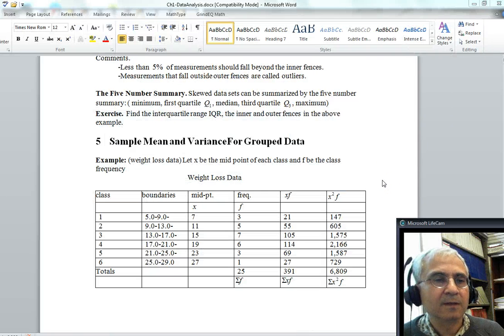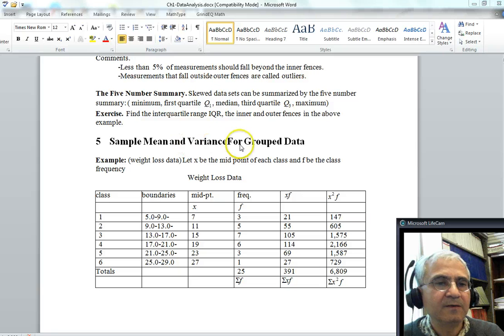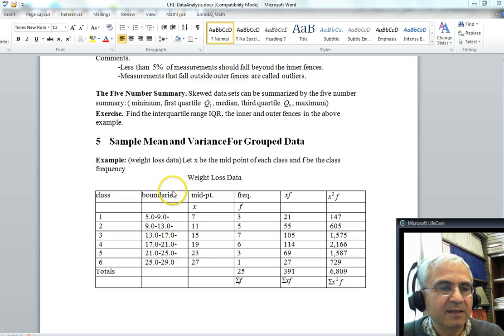Okay, we're going to talk today about the sample mean and variance for grouped data. And this is the example we're going to talk about. It's the same one we talked about before. We're going to use the weight loss data, where weight loss, if you remember in that example, were between 5 and 29 pounds per first month. So we have the data already grouped.